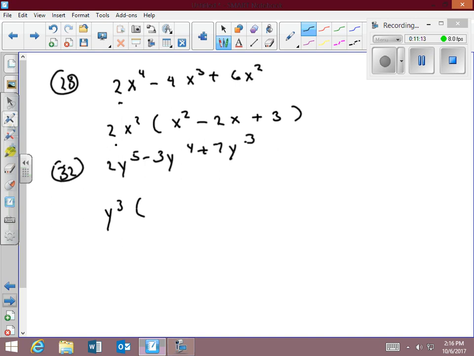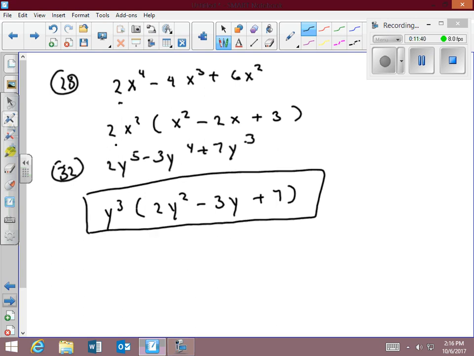So what's left after I take a y cubed out of 2y^5? 2y squared. When I take a y cubed out of 3y^4, it's what? Minus 3y. Be sure to get your sign in there. What's left on the last term? So it's a plus 7. That's the answer on that one. Everyone good?